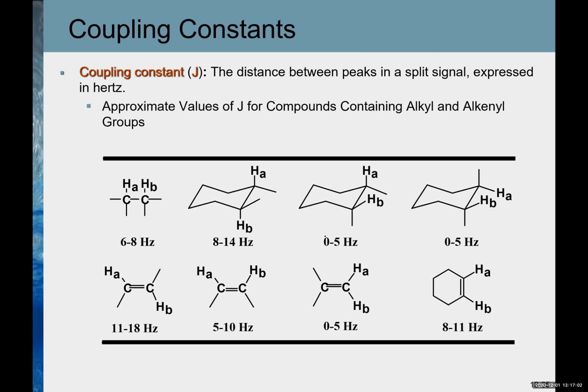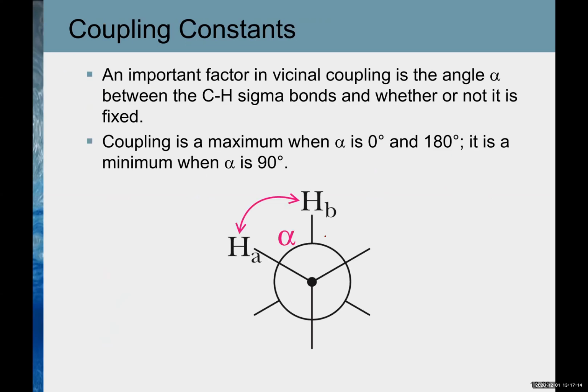Now the coupling constant J depends on the angle between the vicinal hydrogens. Coupling constant is maximum when this angle is either 0 degree or 180 degree. So then the coupling constant is maximum, or in other words, in that case, the splitting is highest. And it's minimum when the angle is, just remember, I'm sorry, angle is 90 degree.